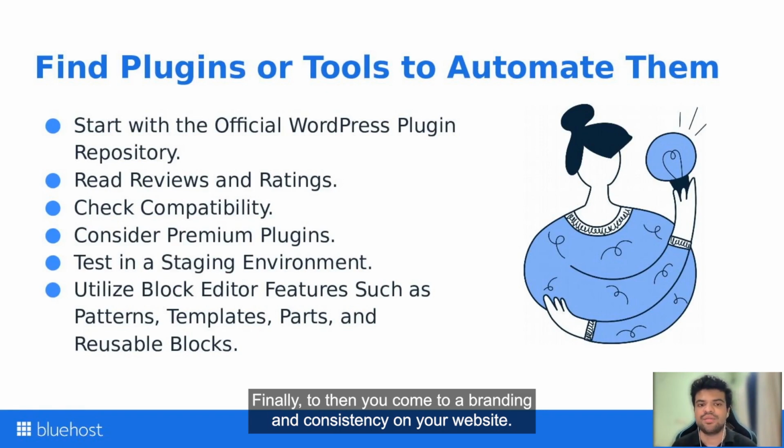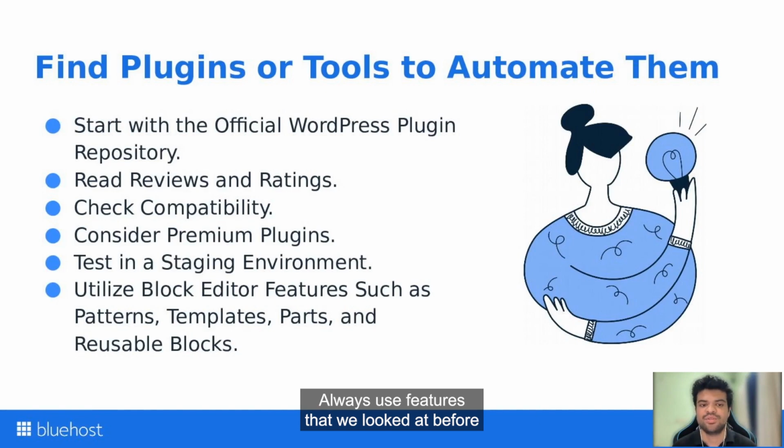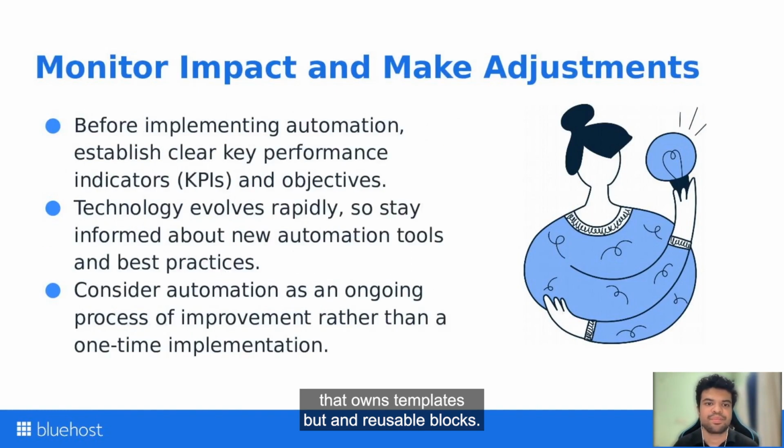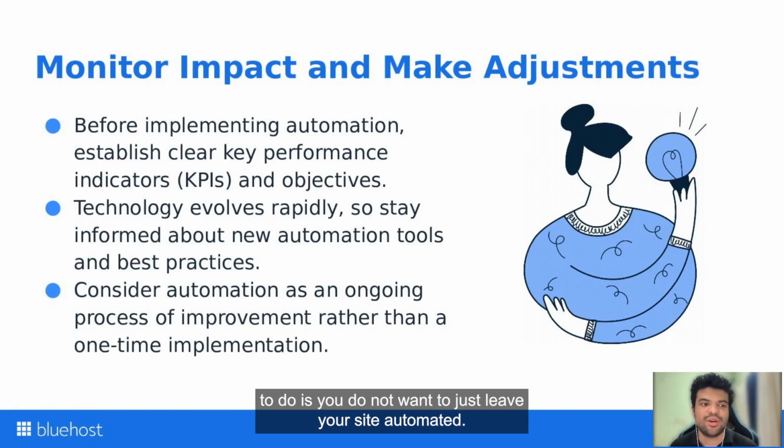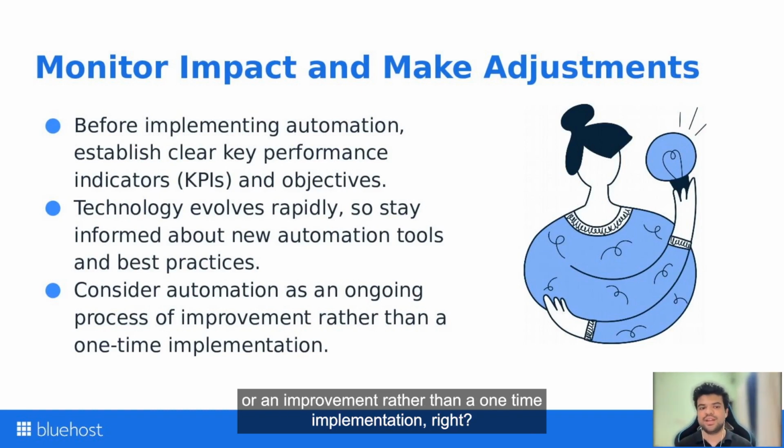Finally, when you come to branding and consistency on your website, always use features that we looked at before: patterns, templates, parts, and reusable blocks. The last thing you want to do is just leave your site automated. You always want to think of automation as an ongoing process or an improvement rather than a one-time implementation, right?